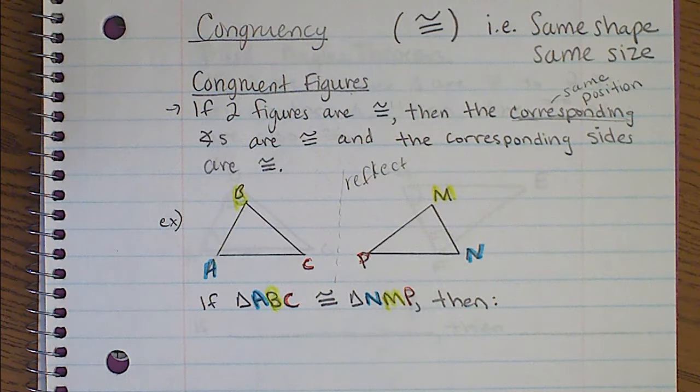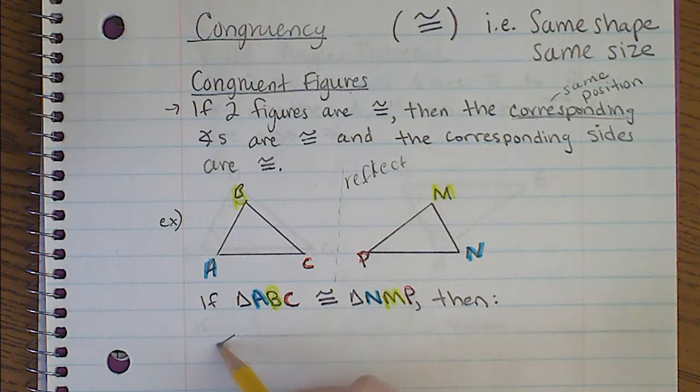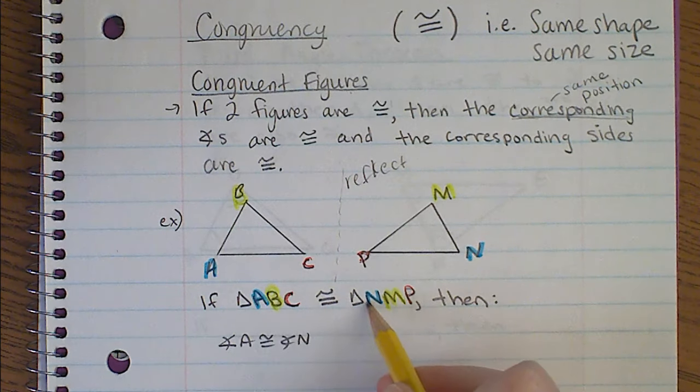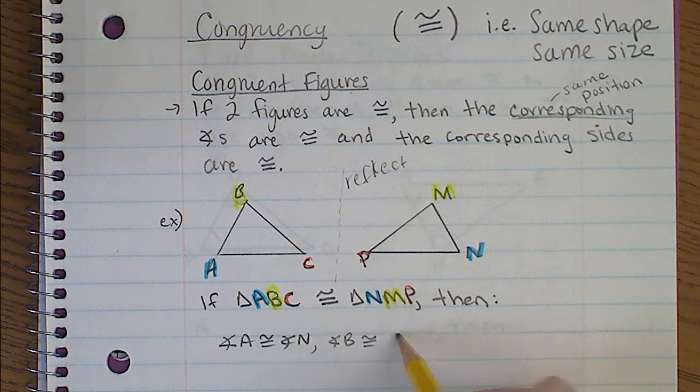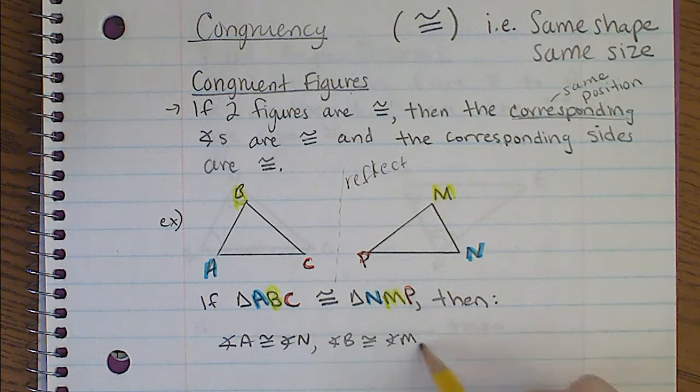So then when you write out your congruency statements, you want to write out the three angles that are congruent and the three sides that are congruent. So I want to say angle A is congruent to angle N, right? Those are both, we put them in blue. Angle B is congruent to angle M. We put those in yellow. And then lastly, angle C is congruent to angle P.